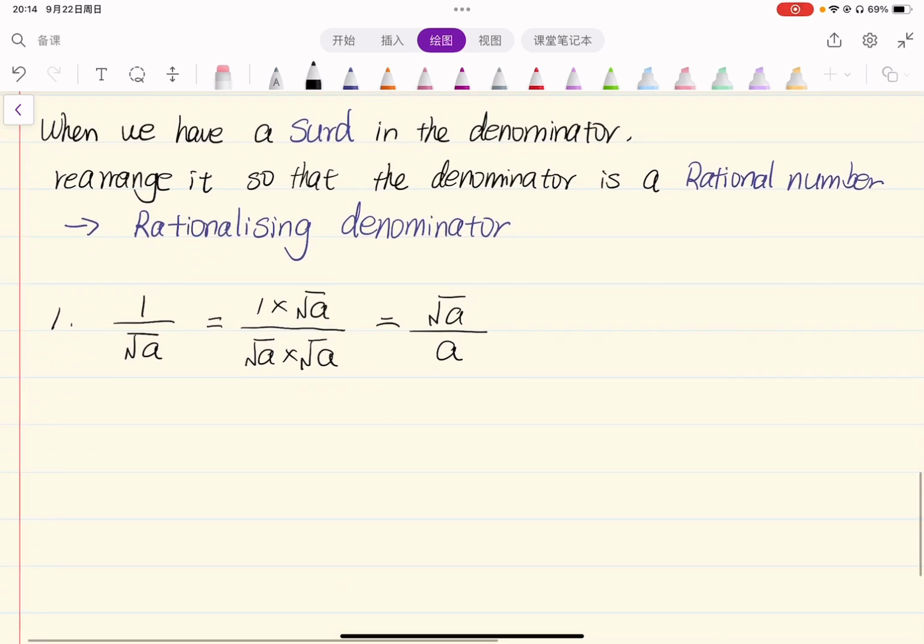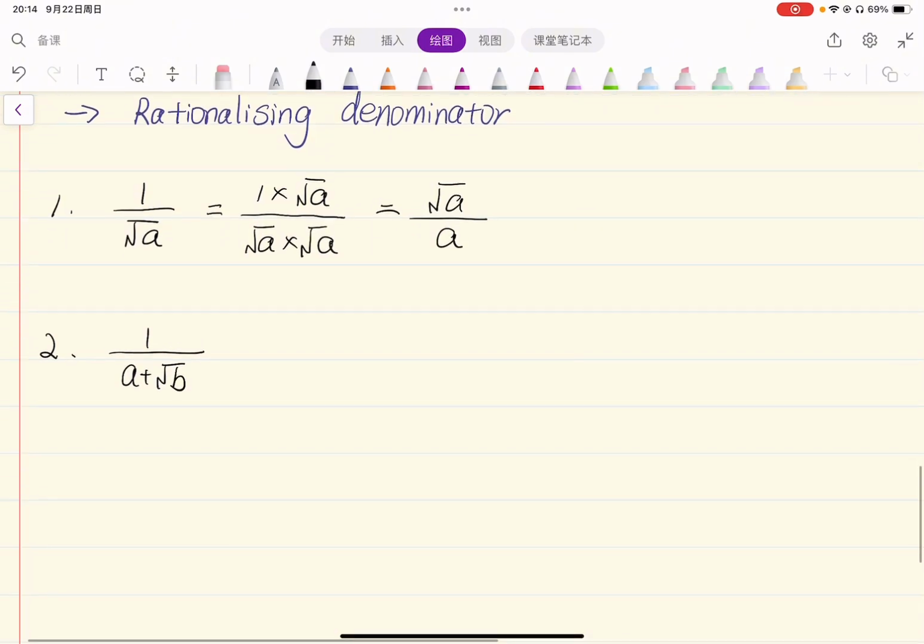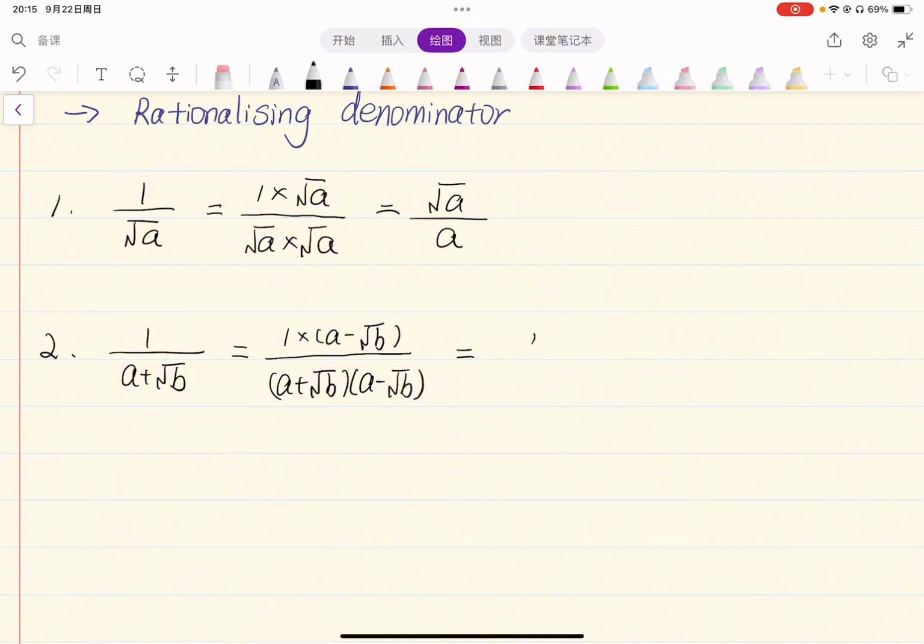The second one, we have 1 over a plus square root of b. So how do we do that? We times a minus square root of b on both top and bottom. We get 1 times a minus square root of b in the numerator, and a plus square root of b times a minus square root of b in the denominator, which equals a minus square root of b over a squared minus b.